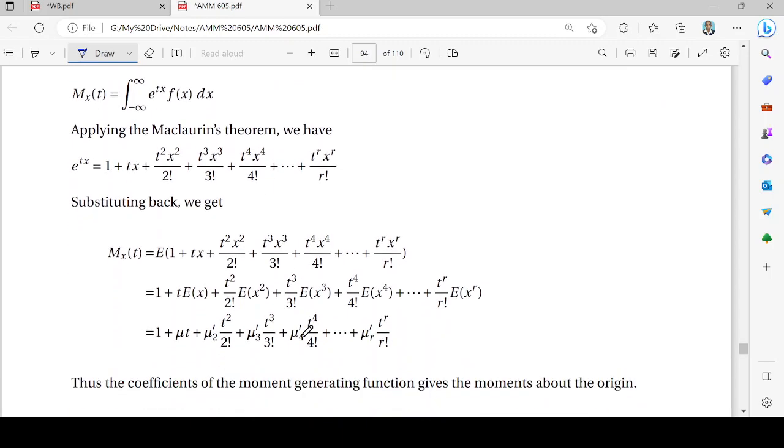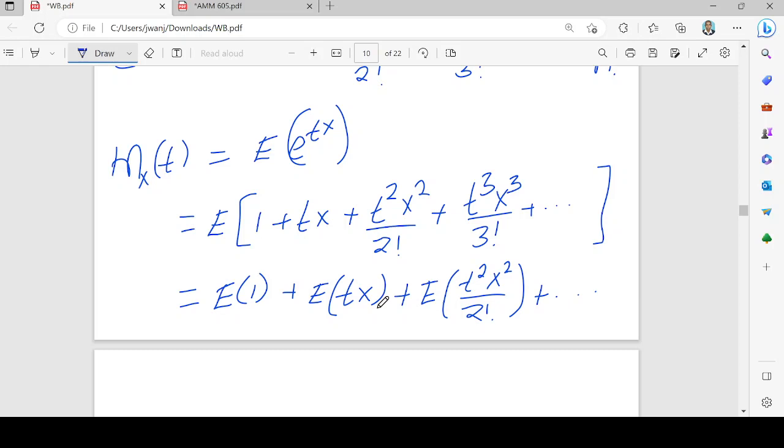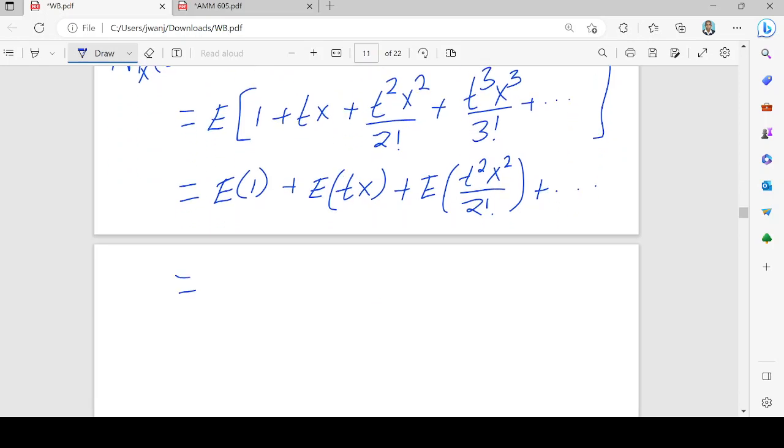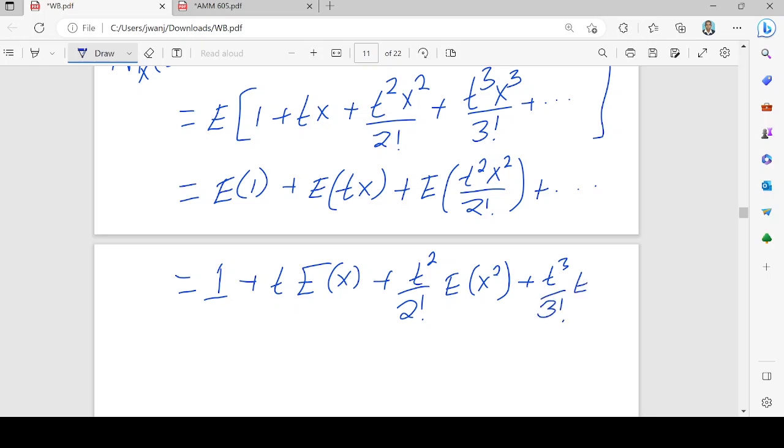So the expected value of e^(tx), and because x is our random variable, we can write this. The first term is obviously 1. The expected value of 1 is 1. Then plus t times the expected value of x, plus t squared all over factorial 2 times the expected value of x squared. The next term would be t cubed all over factorial 3 times the expected value of x raised to the power of 3, and so on. So any term we can write as t raised to power n all over factorial n times the expected value of x raised to the power of n.